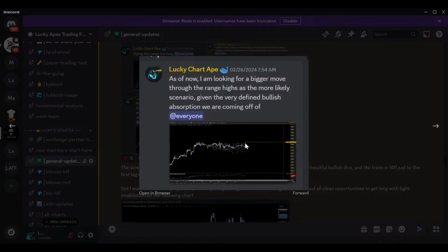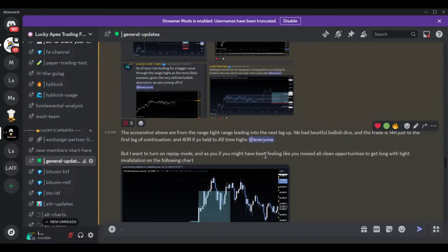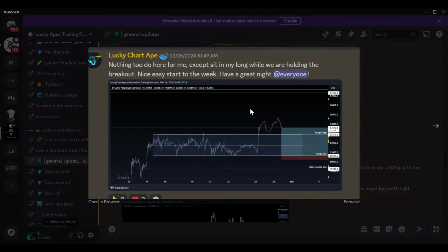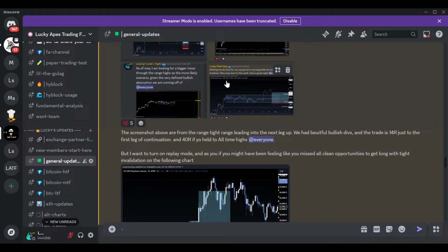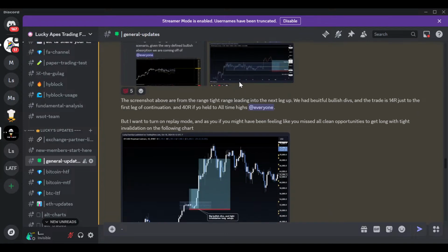As we start impulsing, this is at 50K. And I want to show what this looked like on the chart at the time. I'm looking for a bigger move through the range highs as the more likely scenario, given the very defined bullish absorption we are coming off of. And then here, as we broke out of this kind of 52K range, I said nothing to do here for me except sit in my long while we are holding the breakout. Nice, easy start to the week. Have a great night. So these were updates from back then.